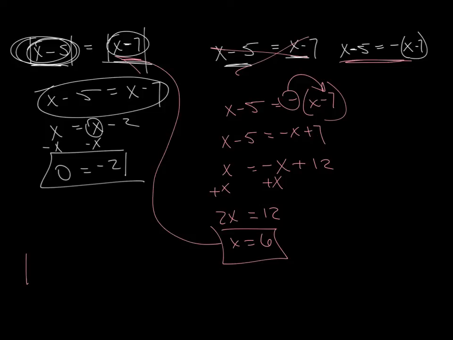Well, let's try it. Six minus 5 is 1. 6 minus 7 is negative 1. Is the absolute value of 1, 1? Yes. Is the absolute value of negative 1, 1? Yes. So they are equal. So this one works. So don't forget to do both equations here, even if you have absolute values like that. Take the absolute value off, and you get one equation. Take the absolute value off, and you get your second equation.